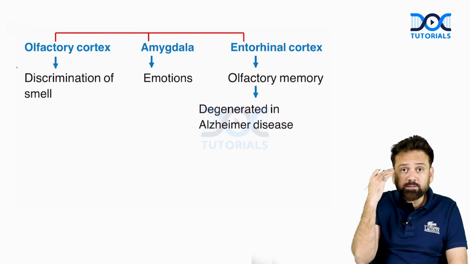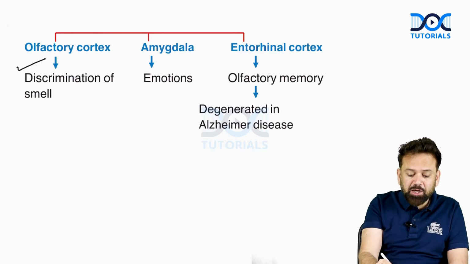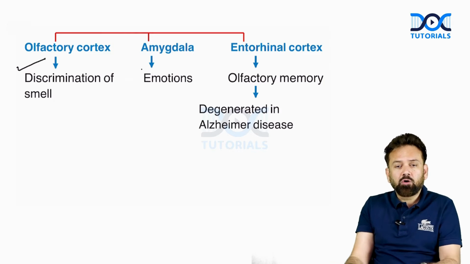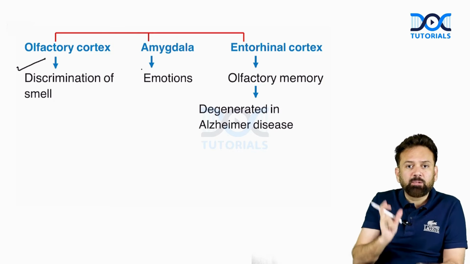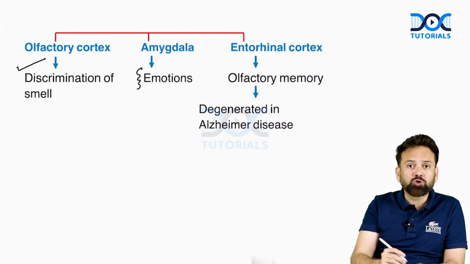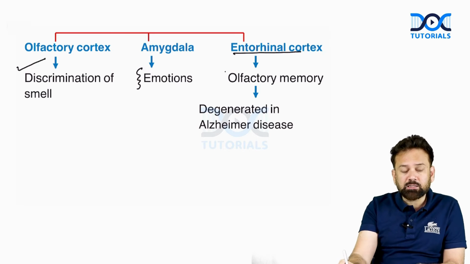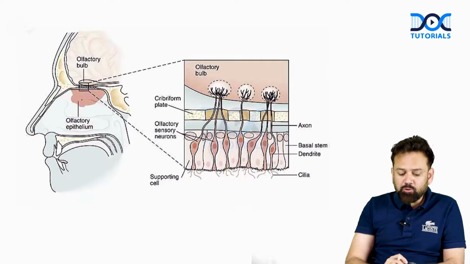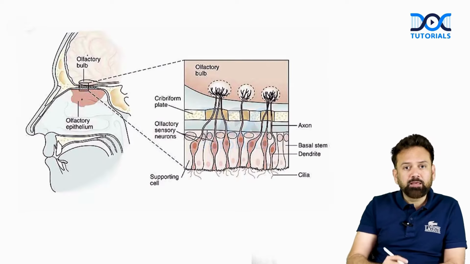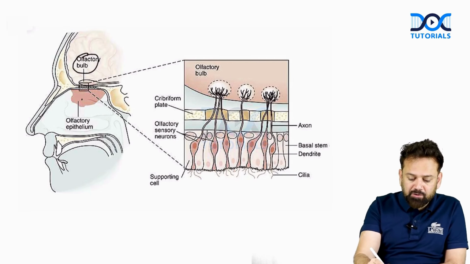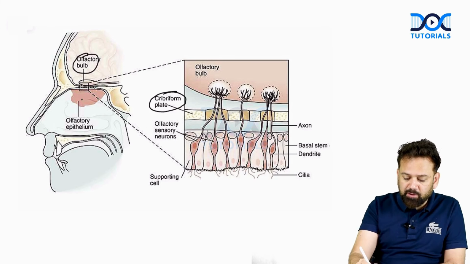Now, in the cortex, what is the purpose? Discrimination of the smell. This smell is for rose, for jasmine, or whatever. The discrimination of the smell is because of the olfactory cortex. Amygdala is for emotion. Entorhinal cortex is concerned with olfactory memory, and this is degenerated in Alzheimer's disease. You can see here, it is olfactory epithelium. All odorants are G protein coupled receptors. They will go to the olfactory bulb, and they have to cross the cribriform plate.